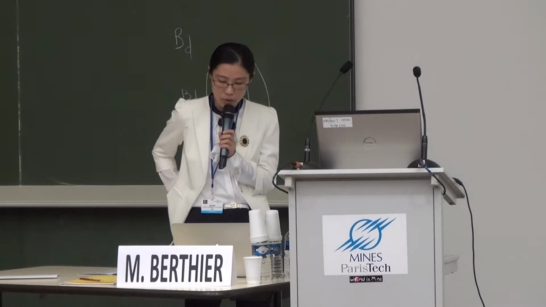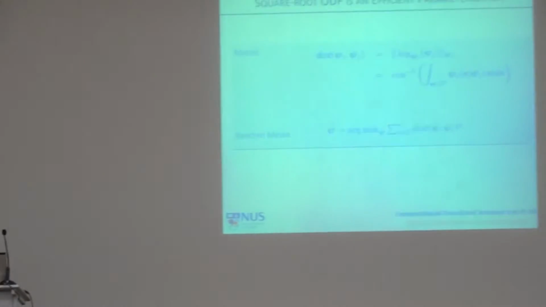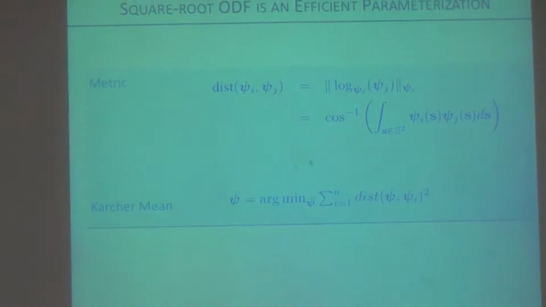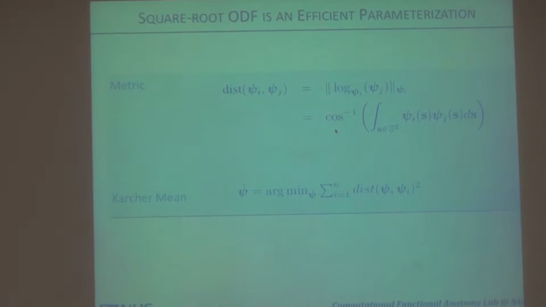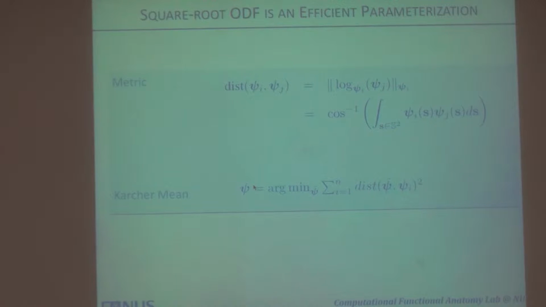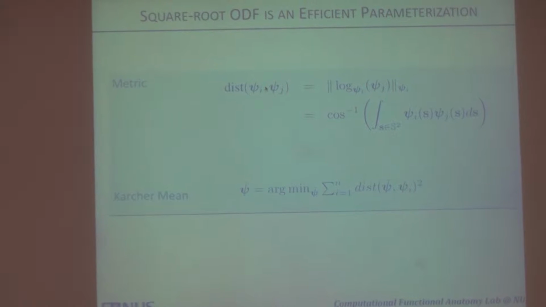And particularly, we can also compute the distance between ODFs in this manifold. It's basically just the angle between the two. The Karcher mean among a set of ODFs can be computed using this minimization problem, where the distance is defined in this equation.